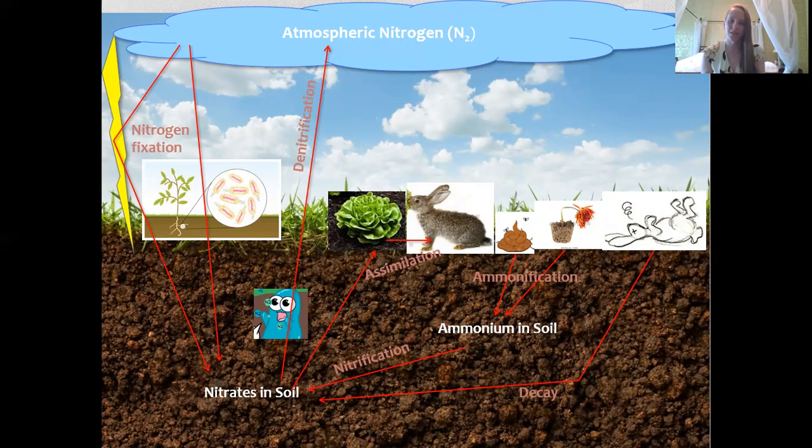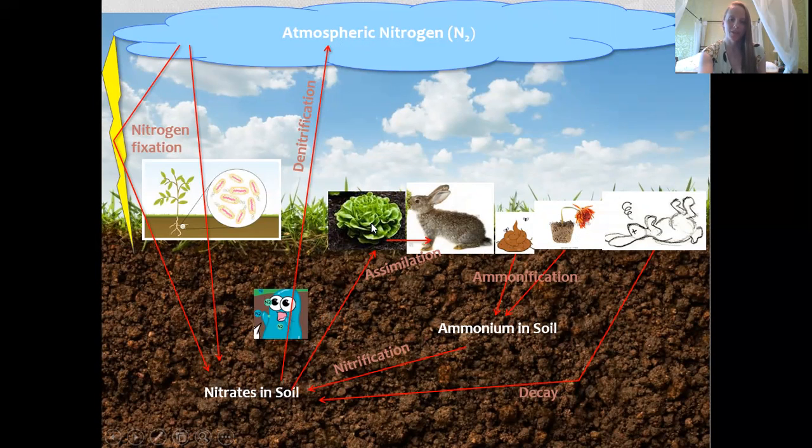So this is how you should have labeled your diagram. Nitrogen fixation is when either lightning or the nitrogen fixing bacteria converts atmospheric nitrogen gas into nitrates in the soil. The opposite of that process is denitrification, where the nitrates in the soil are converted into atmospheric nitrogen. That is done by the denitrifying bacteria.